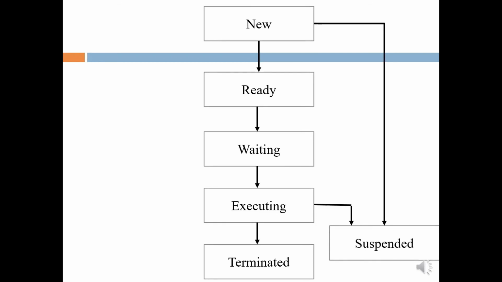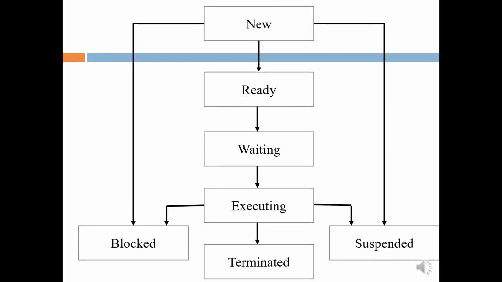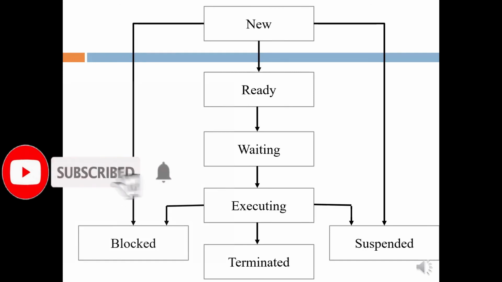Meanwhile, if it is waiting for an IO device, then it will be blocked. And also, if there is less space in main memory, then again it will be in the blocked state. This is all about process creation, suspension and termination.